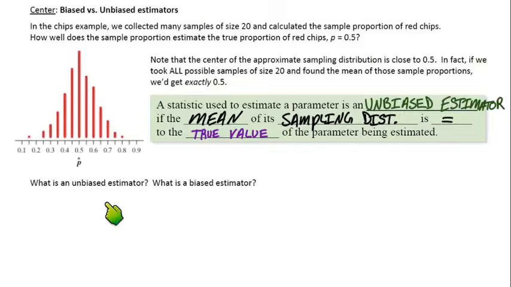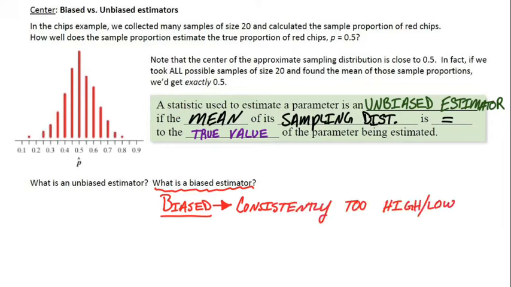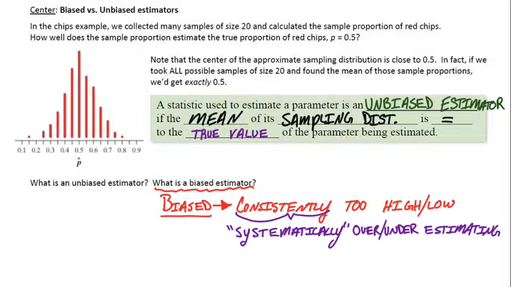So to summarize, what's an unbiased estimator? What's a biased estimator? Let's start with the bad one here. What would a biased estimator do? Well, it would consistently be too low or too high. So a biased estimator wouldn't be centered on the true value. It would be centered above or centered below because all of its values in the simulation, they'd be stacking up elsewhere, not on the true value. The technical definition, you'll see it stated as being systematically over or underestimating. So if something's a biased estimator, it is systematically over or underestimating the true proportion.